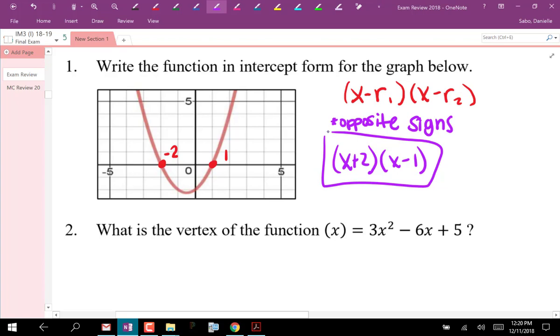So you wrote it in intercept form. Now again, on the test, or the yellow packet you can see here, it's going to be multiple choice. So you would have been able to use the answers to help you answer the question. You would have seen that that's what it's supposed to look like. So the biggest thing is that you always are going to be using the opposite sign. So +2, -1. Questions on that?